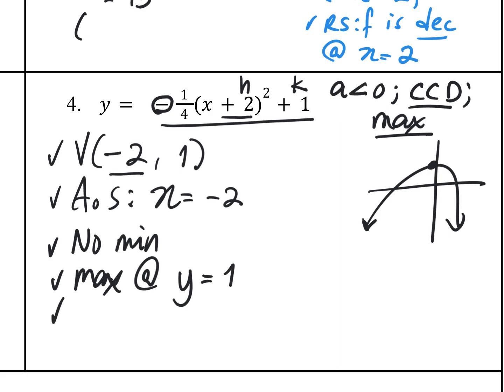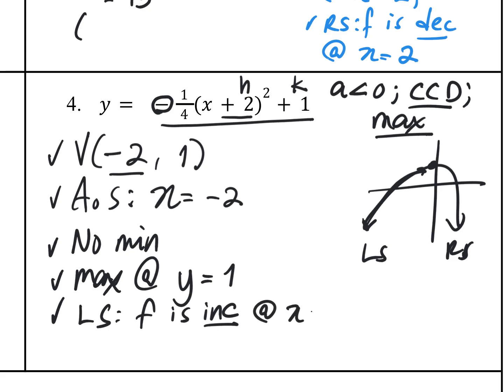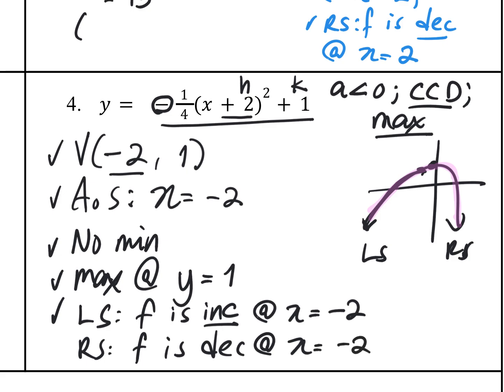Also, we can say that on the left side, this is your left side and this is your right side. On the left side, the function is going up, it's going to be increasing at x is equal to -2. And on your right side, f is decreasing here. So if you're looking at this part, this is the increasing part, and this is the decreasing part. So it's going to be decreasing at the same value, x is equal to -2.